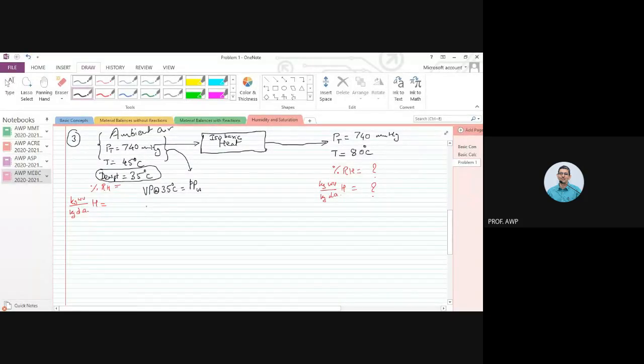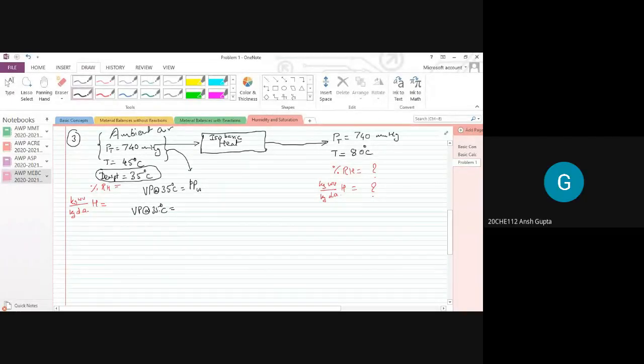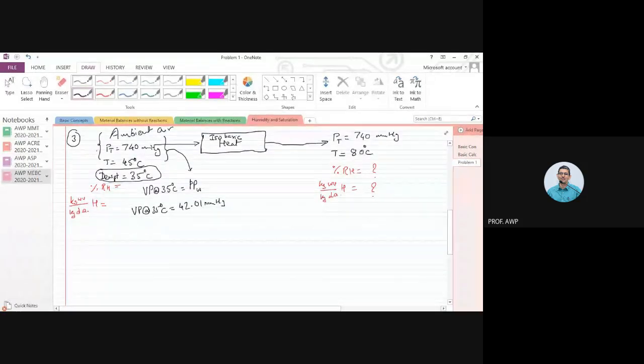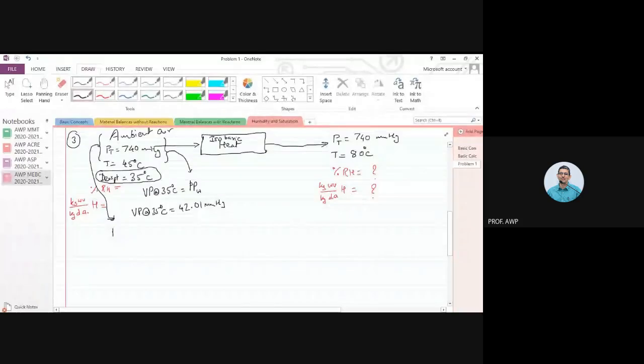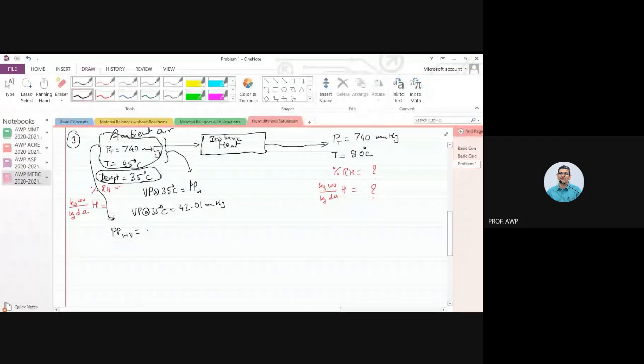So if you find the vapor pressure at 35 degrees centigrade from the Antoine constants, what is the value? Somebody can tell me the value. I'm not going to solve, since you would have already solved. What is the value? 41.67. 41.6. 42.01. Okay, so 42.01 mmHg. That means the partial pressure of water vapor in this ambient air, having a temperature of 45 and total pressure of 740 mmHg, is 42.01 mmHg.